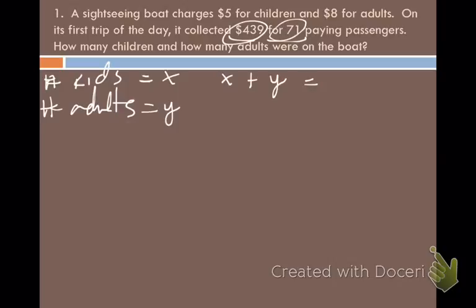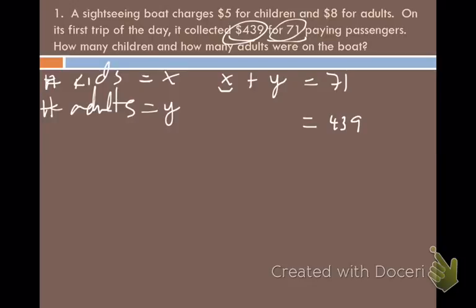Okay? Now, I want to turn those counts into dollar values, right? 71 people apparently got us $439. So 71 people is going to turn into $439. Now, how? Well, the number of kids. We collected money based on the number of kids. How much money did we collect from the number of kids?